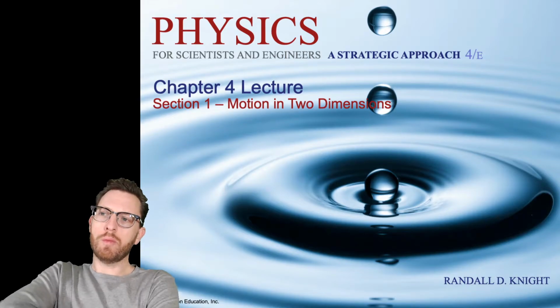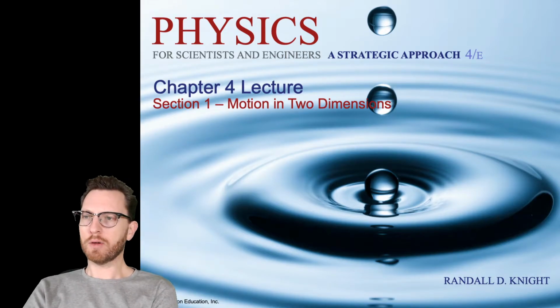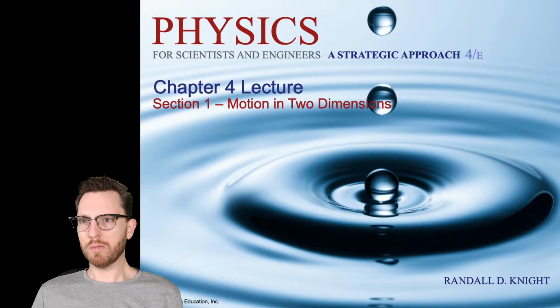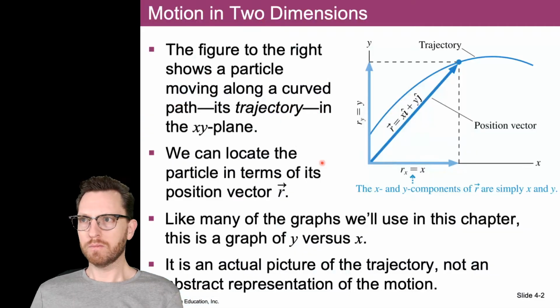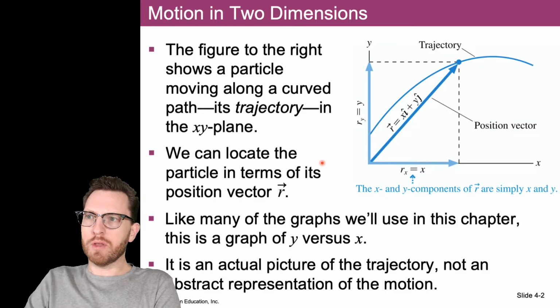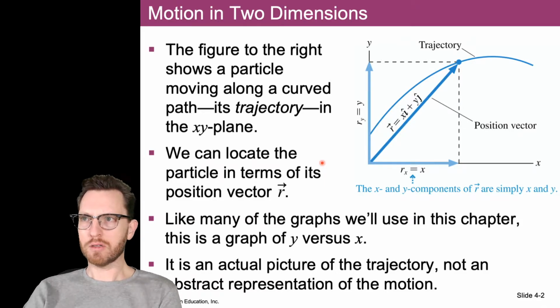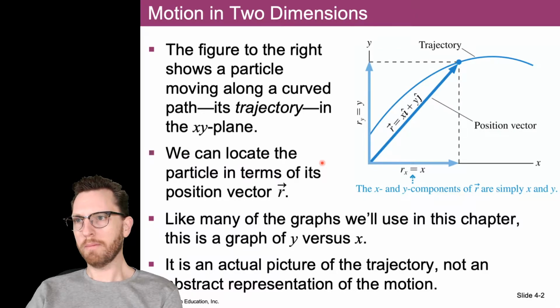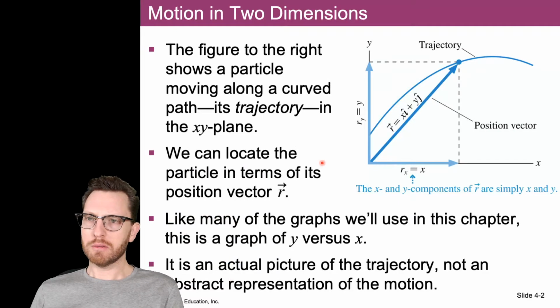Hello, in this video we'll be discussing section 1 of chapter 4, motions in 2 dimensions. Let's use this example that we see to the right to start our discussion about motions in 2 dimensions. This particular diagram shows a trajectory of some particle or some object moving through space.